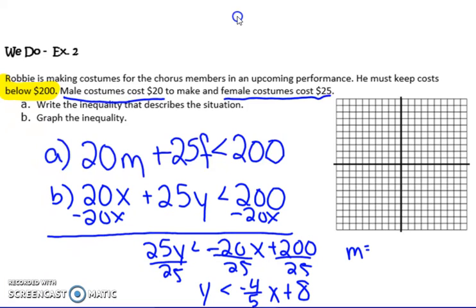This now tells me we're in slope-intercept form, and I have a slope of negative 4 over 5 and a y-intercept of positive 8. I'm going to plot this on my graph. I'm going to plot positive 8, and then I'm going to go down 4, to the right 5, down 4, to the right 5. Because I just have a less than this time, it is going to be my dashed line.